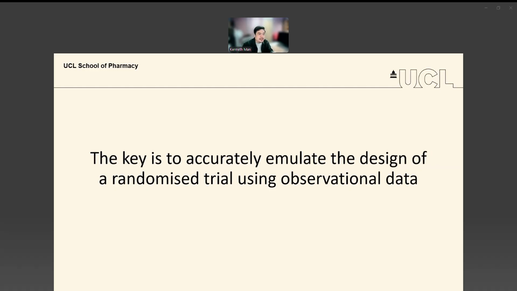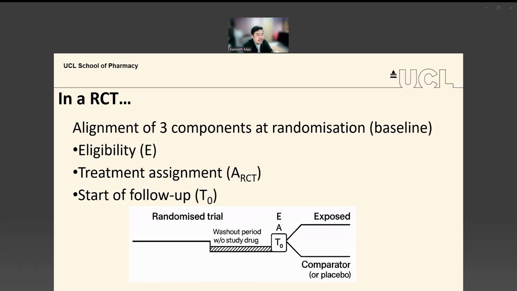So what are the challenges in it? In a randomized trial, there are three major components that happen at randomization. Number one is to assess the eligibility of the individuals. Number two is the treatment assignment. And number three is the follow-up. So typically in a randomized trial, the eligibility, treatment assignment, and follow-up time all happen at the same time. And typically we will have a washout period right before the randomization, just to make sure that everyone included is a new user.